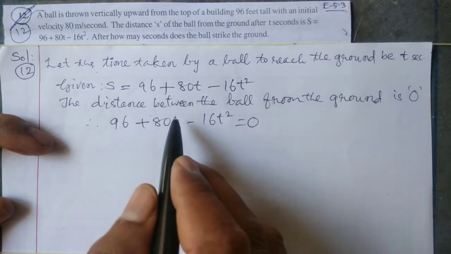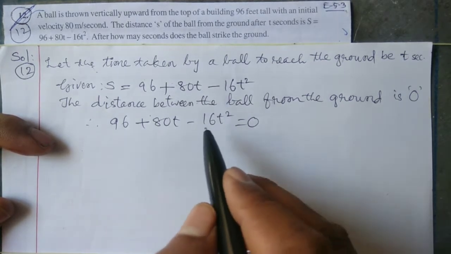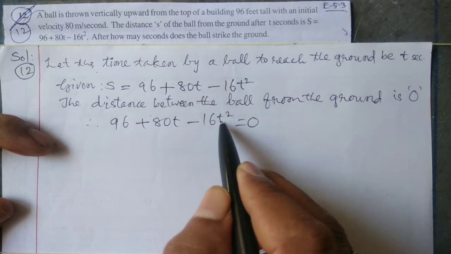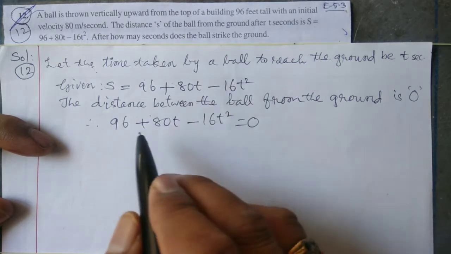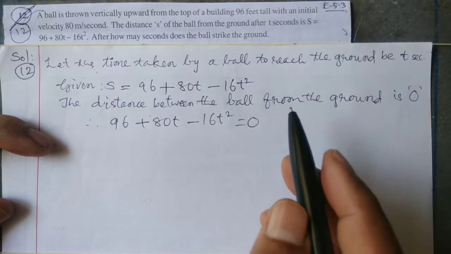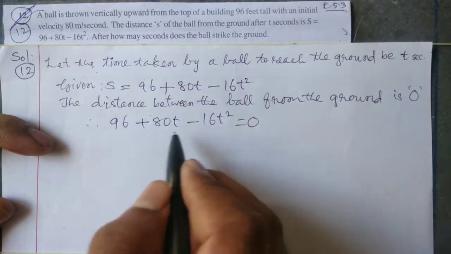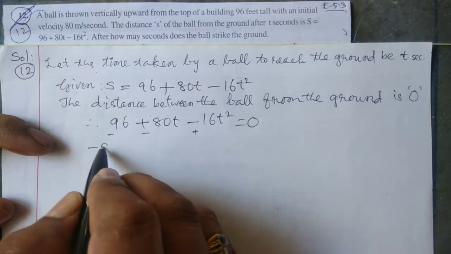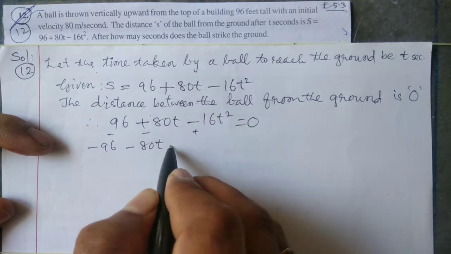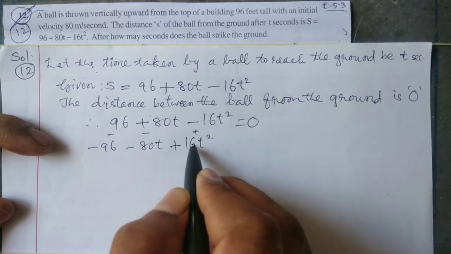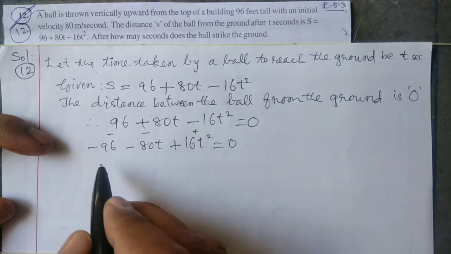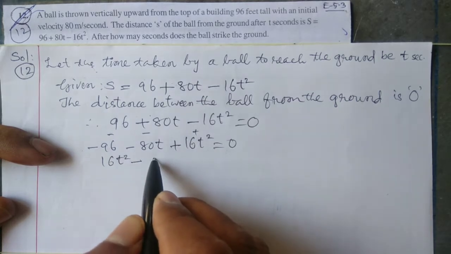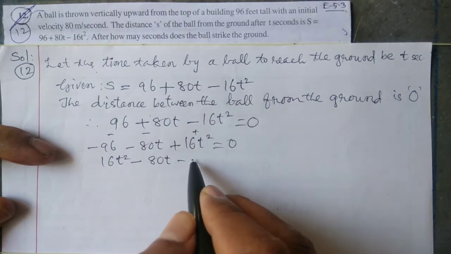While transposing these terms from left to right, their signs will change. Why? Because here the t square term is minus, that's why we are transposing all terms to the right. Then the minus will change to plus. So minus 96 minus 80t plus 16t square is equal to 0. We have to write in order: 16t square minus 80t minus 96.